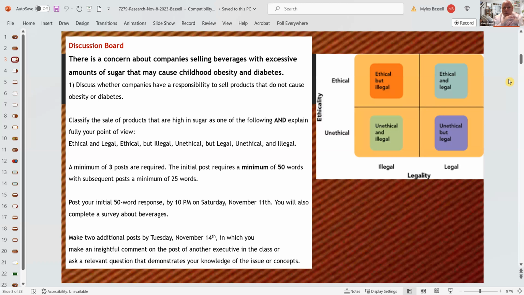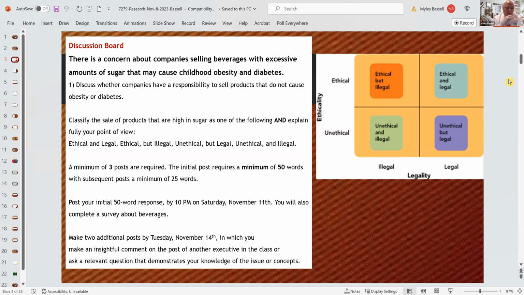Indicate your perspective about whether or not companies have a responsibility to sell products that don't cause obesity or diabetes. Now, some will say, well, let the buyer beware. Nobody's forcing you to buy Coke or Pepsi. Yeah, that's some of the arguments. But others say, well, a company is selling a product. They're making profit. Shouldn't they have some responsibility?